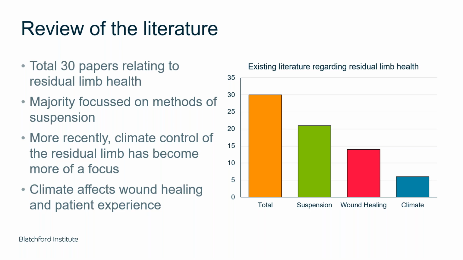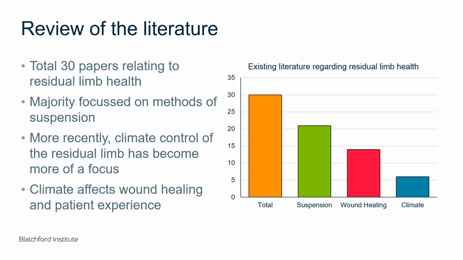Now, limb health has widely been regarded as a mechanical issue, so the vast majority of papers focus on methods of suspension and how to limit the in-socket movement, which leads to damage. As well, there's also a fair amount of research that looks at different methods of aiding wound healing following injury, which of course then leads back to suspension.